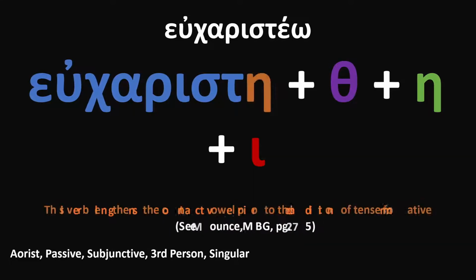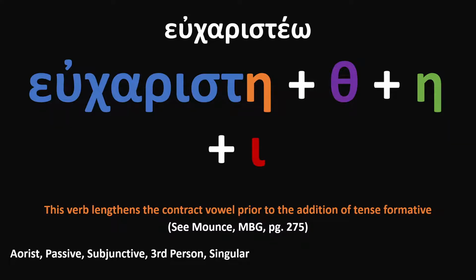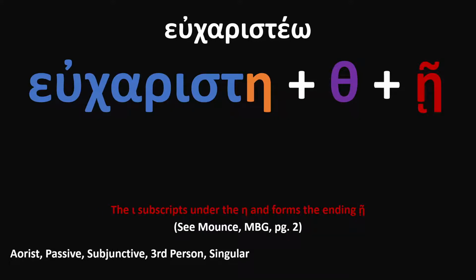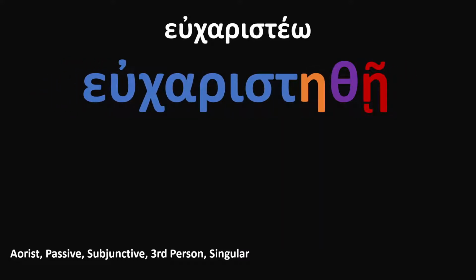Now, there's a few changes that are going to happen here. First of all, this particular verb lengthens its final root vowel, or what I've called the contract vowel here. The epsilon lengthens to form an eta before the tense formative. In addition to that lengthening, the iota subscripts underneath the eta at the end, because eta is a long vowel. We have two vowels next to each other, so they will contract, or in essence form an improper diphthong, an iota subscript. And once we have all of our parts, they just fit together nicely, forming our aorist passive subjunctive third person singular.